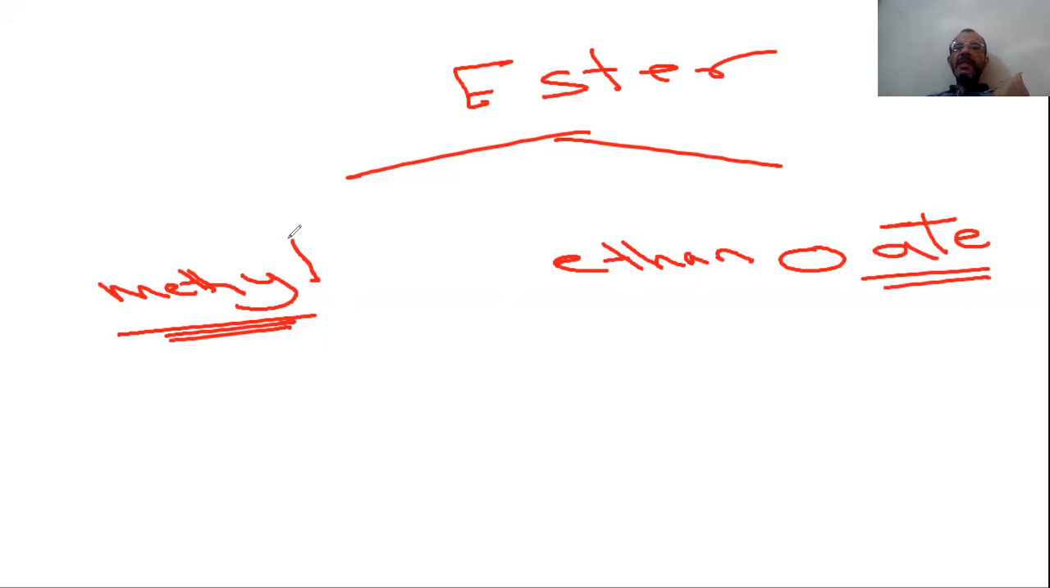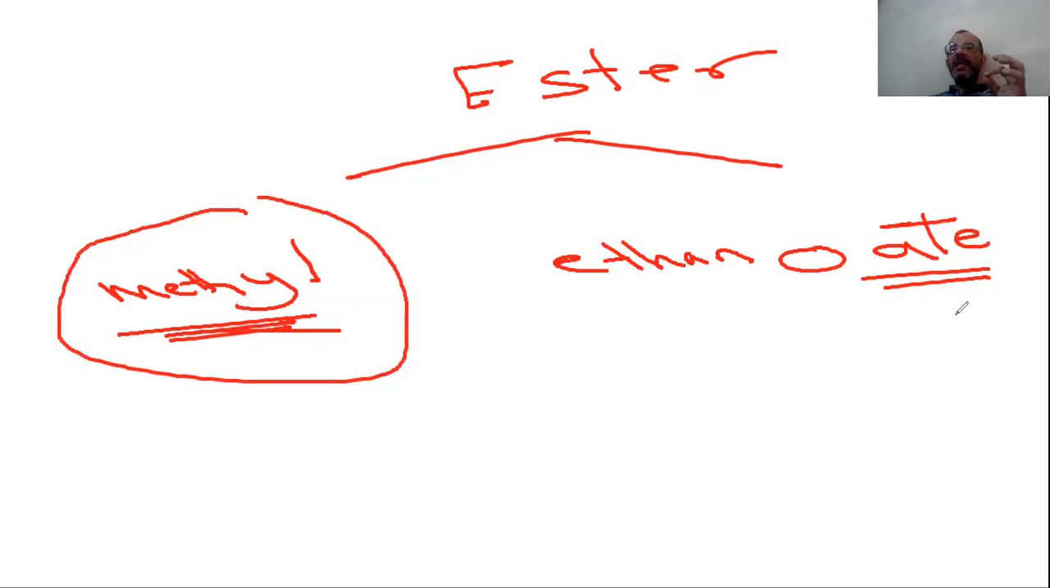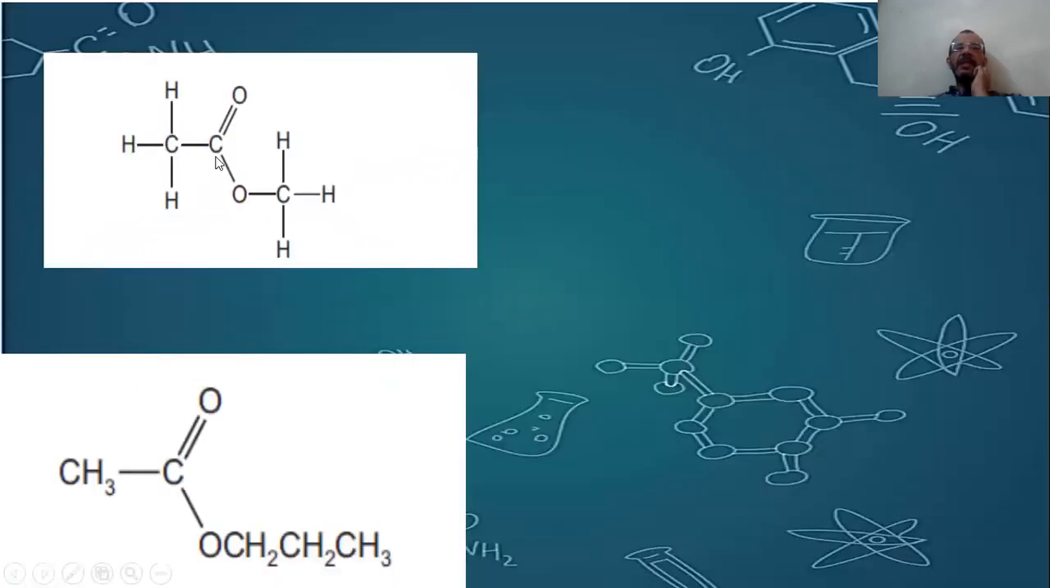So ester consists of two parts. The first part comes from alcohol, we add YL. The second part, from acid, we add ATE. Methyl ethanoate. Let's go back to the example we have to see it here. Which part are we going to start with? I'll start with this part from alcohol. This one doesn't contain a double bond, so it will be methyl. Why methyl? Because it contains one carbon atom.